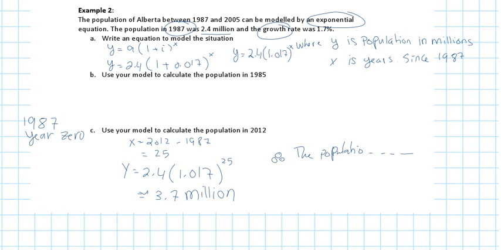Now, use your model to calculate the population in 1985. Would that be negative? Yes, it will. Because, remember, 1987 was year 0. So 1985 is 2 years before. So your x is -2. So I don't know why I put negative here. That's not right. I'm just going to erase this. So what would be your answer for that?